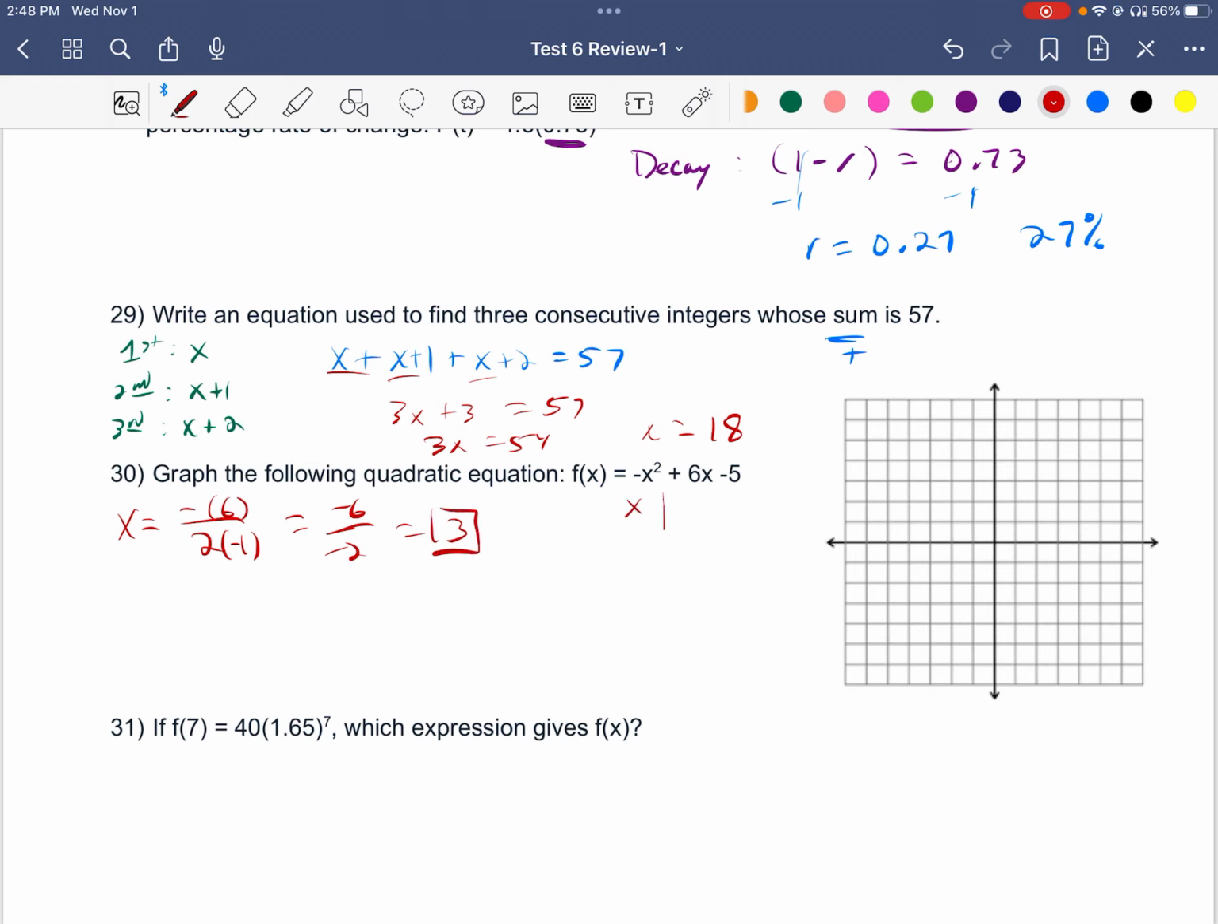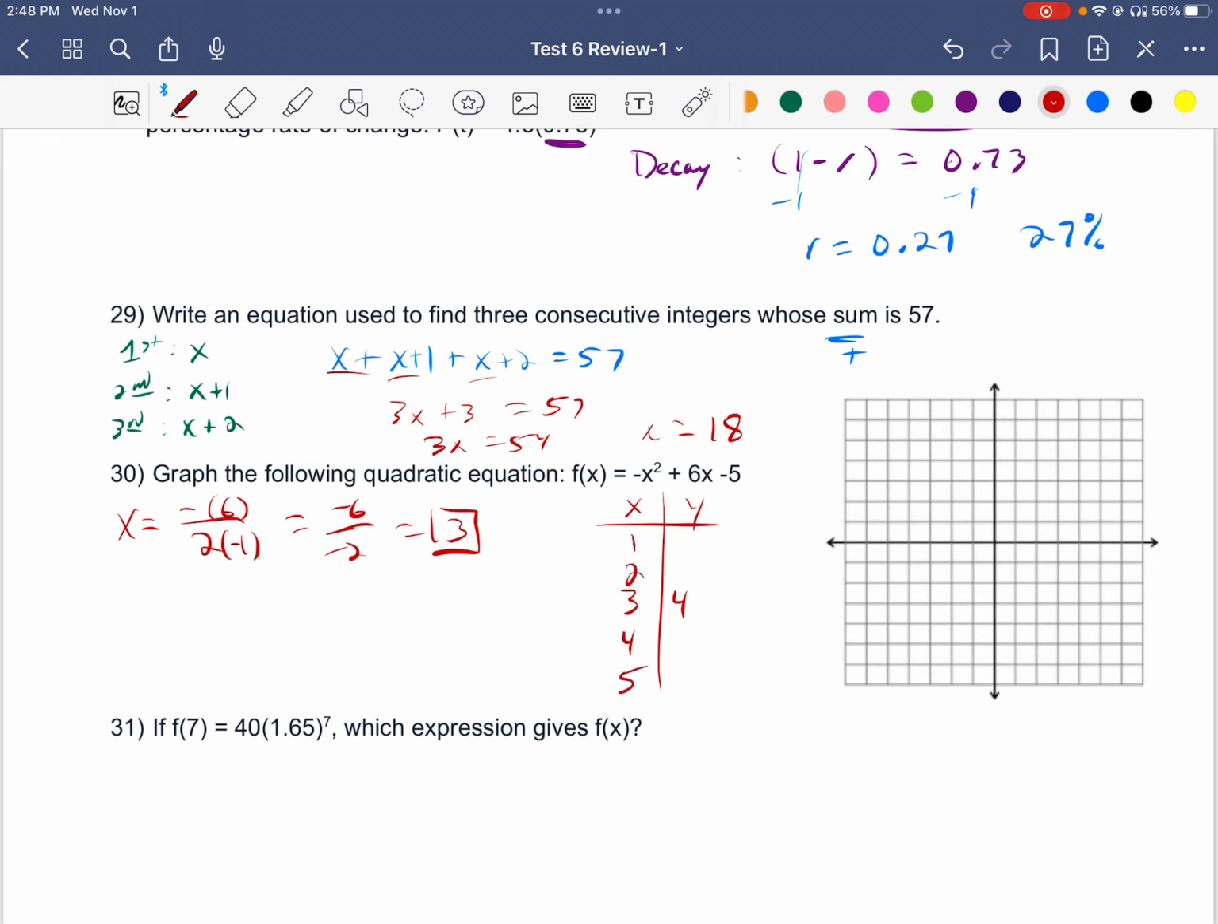This is what we did when we first started looking at quadratics. We put that vertex in the middle, plug in a 3, find the y value. Let's see, that's going to be negative 9 plus 18 minus 5, so that's going to be, I believe, 4. Remember, we're putting that in the middle of the table. For our vertex, we're going to go up one x value and up another, down one x value, down another.